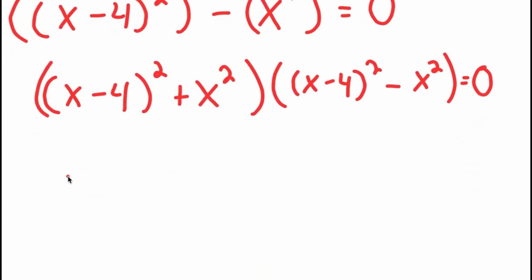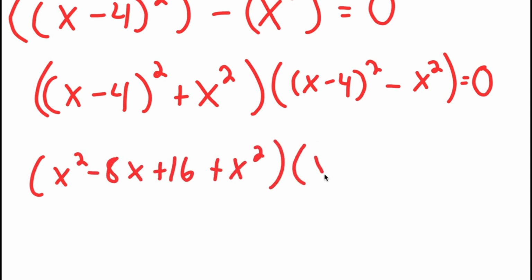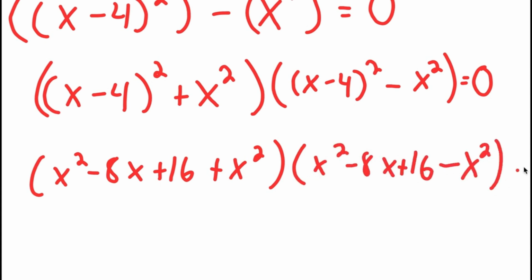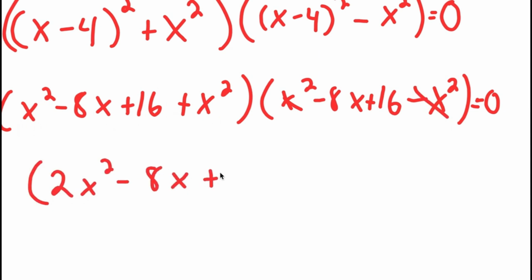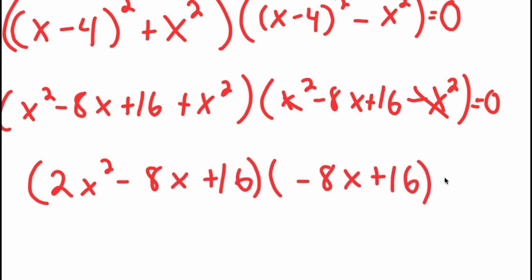And now, from here, I'm going to expand (x - 4)^2, so I get (x^2 - 8x + 16 + x^2) times (x^2 - 8x + 16 - x^2), which is equal to 0. And now these two cancel out, these two cancel out, and these two add. x^2 plus x^2 is 2x^2, so I get (2x^2 - 8x + 16) times (-8x + 16) is equal to 0.